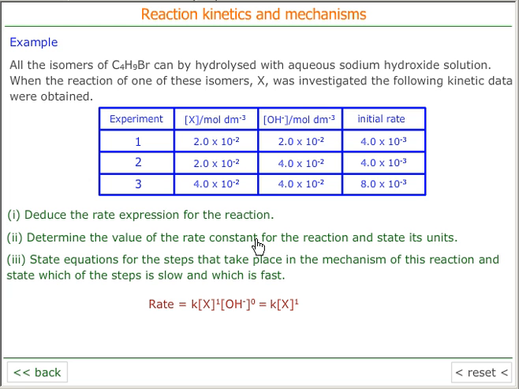To determine the value of the rate constant, if we have one value for rate, one value for X, and we know that OH- doesn't appear, we should be able to work out k very simply. k will be equal to the rate, 4 times 10^-3, divided by 2 times 10^-2, which is equal to 2 times 10^-1.